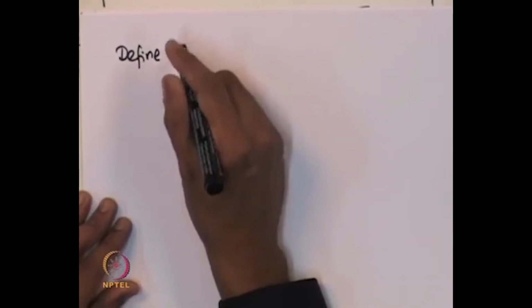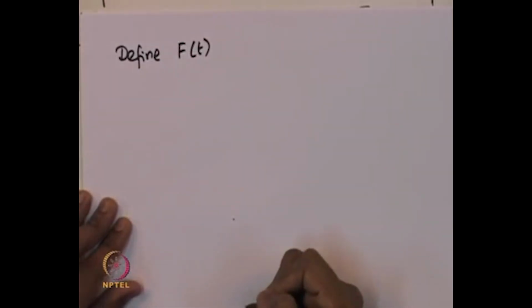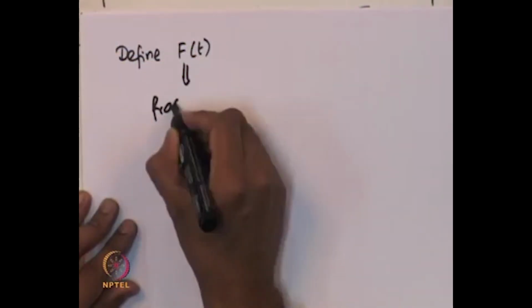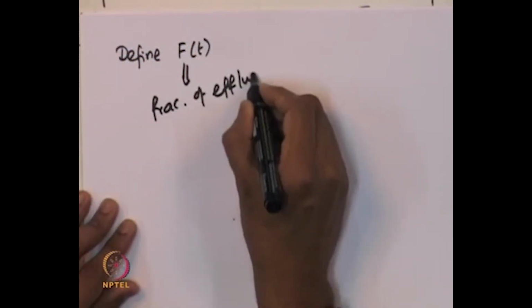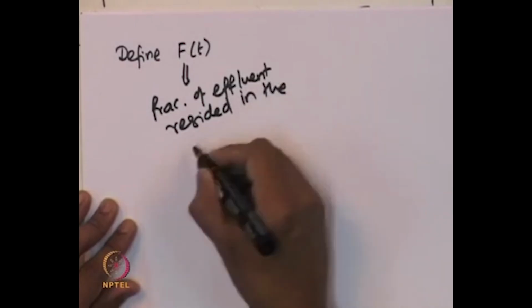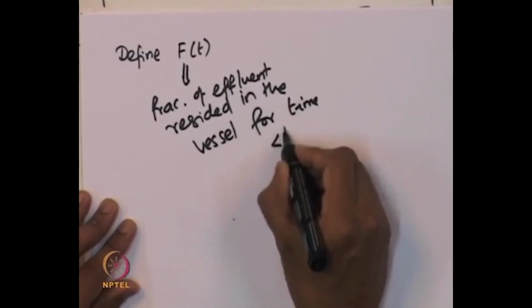So, now there are some definitions. We can now define what is F(t) and E(t). In order to characterize the RTD function and decipher some of its properties, we need to define some quantities, and the first one is F(t). F(t) is essentially the fraction of the effluent which has resided for a time smaller than time t. So, F(t) is the fraction of effluent resided in the vessel for time less than t.